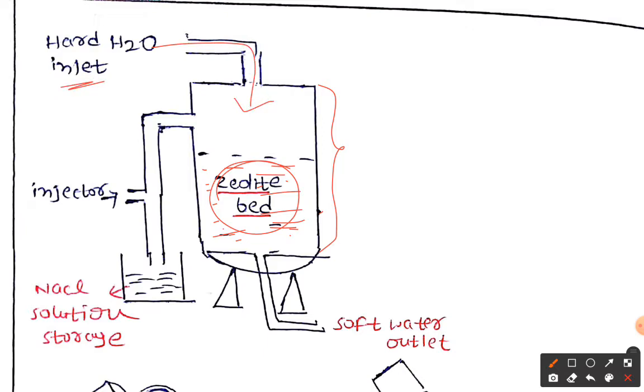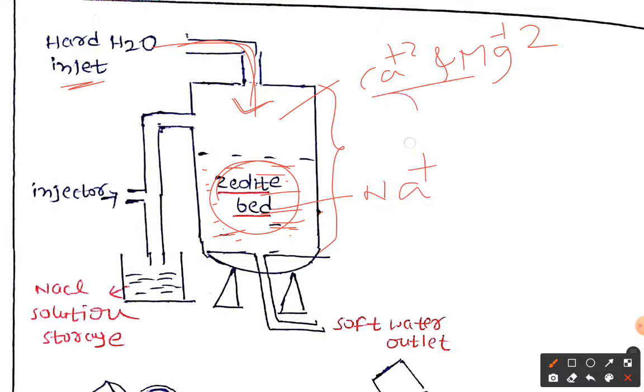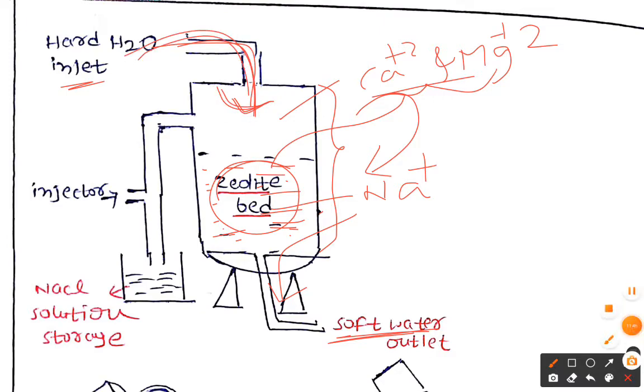This is called the inlet. Once you pour the hot water, in the hot water we have calcium and magnesium ions. In the zeolite, we have sodium ions. Now the calcium and magnesium ions are trapped by the zeolite and the sodium ions come into the water. This is called soft water. If you continue using hard water, our zeolite is going to be exhausted, meaning there are no more sodium ions to replace the calcium and magnesium ions.